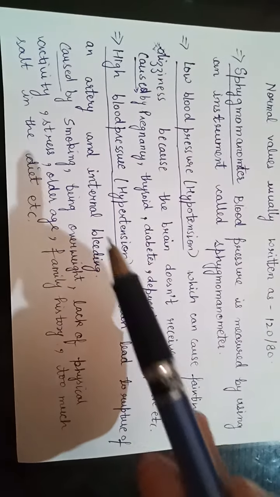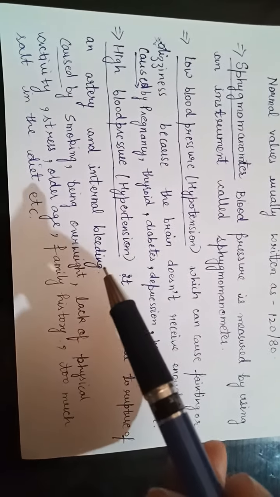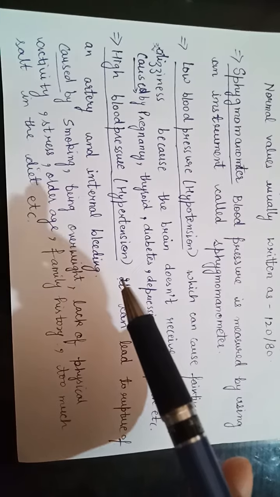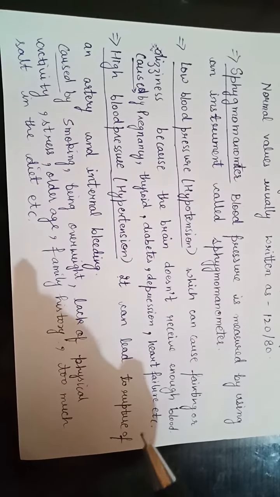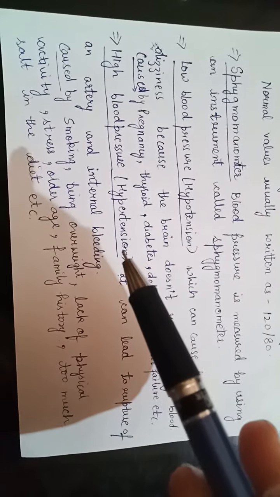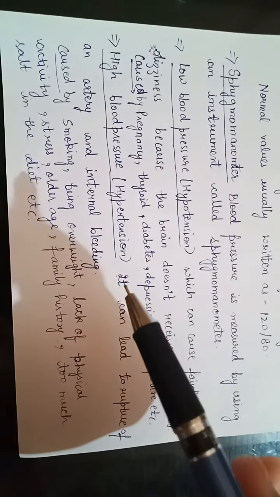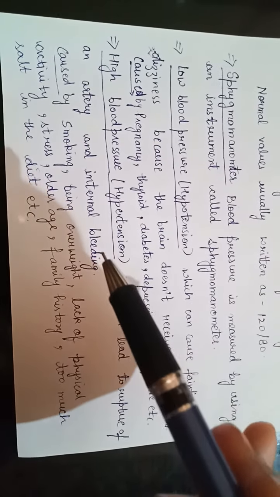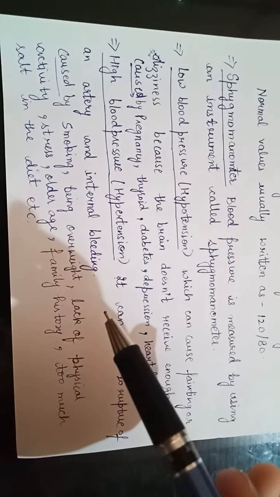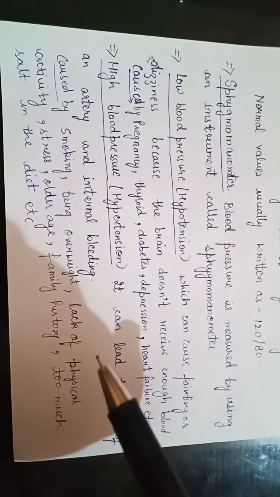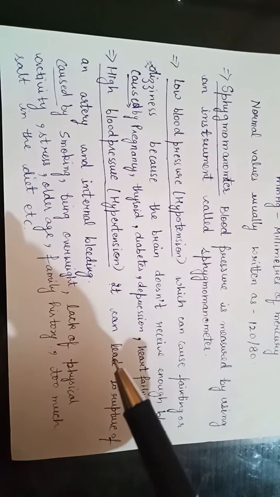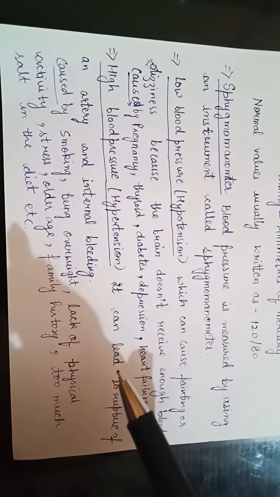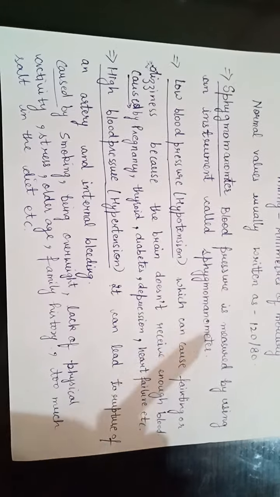Now next is high blood pressure. This condition is also known as hypertension, and it can lead to rupture of an artery because of the high pressure, leading to internal bleeding. It is caused by the narrowing of very small arterioles, which results in increased resistance to blood flow.